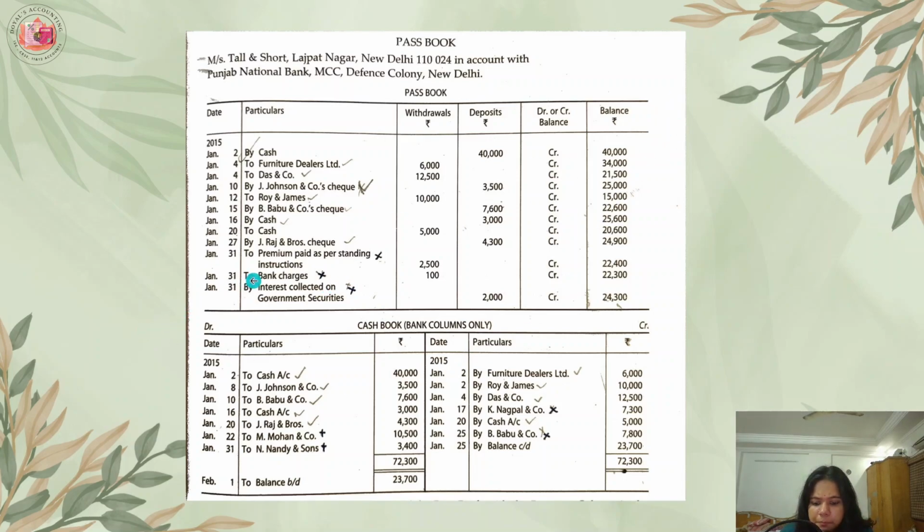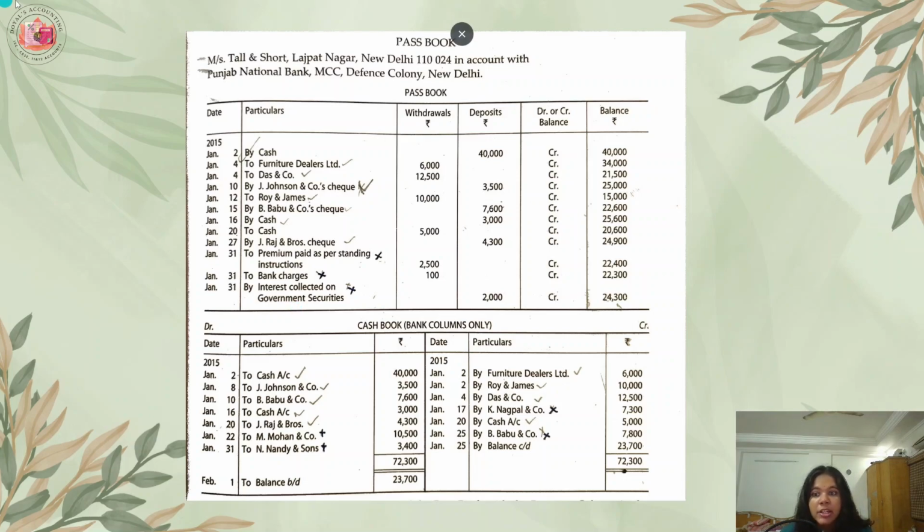Next we have by interest collected on government securities. Whatever interest the company has received on their investments has directly been credited into the bank account. But the account holders are not aware that this amount has come into their account. That is why they have not recorded it in the cash book. And that's the reason there is a difference in the balances.